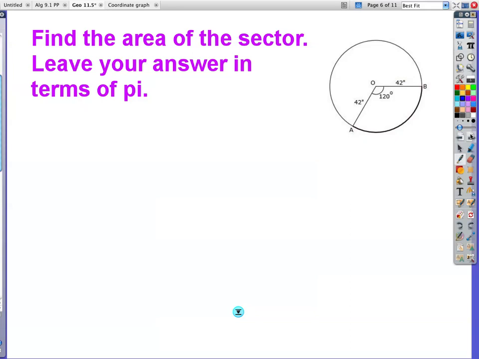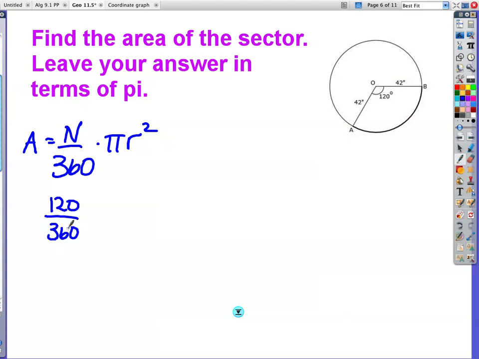Okay? Once again, the formula, this is a sector that I'm trying to find. So area is n over 360 times pi r squared. My n value is 120 degrees. My central angle is 120. I have, of course, 360 total. What that's allowing me to do is break this down into a fraction, times pi times radius squared. Okay?